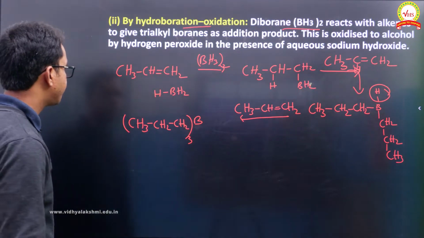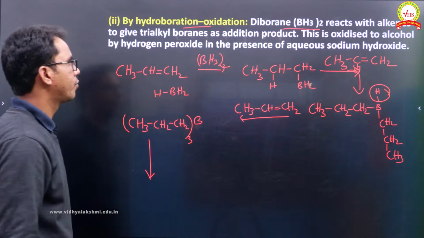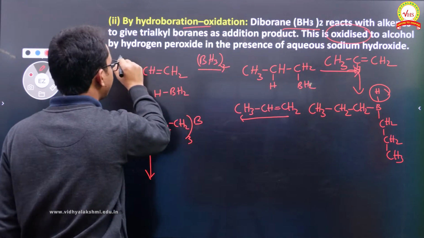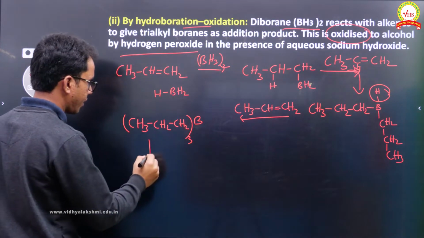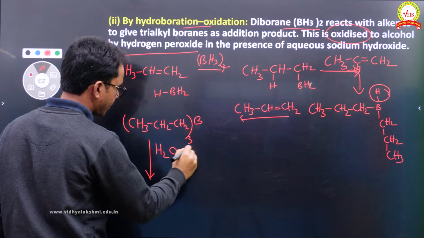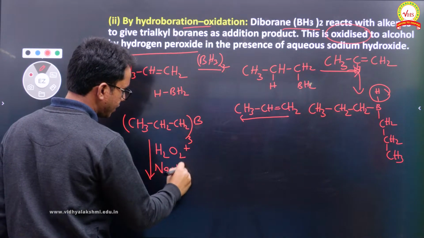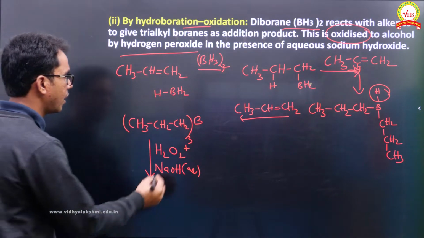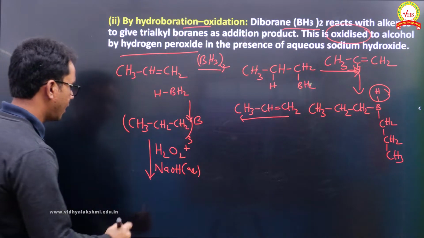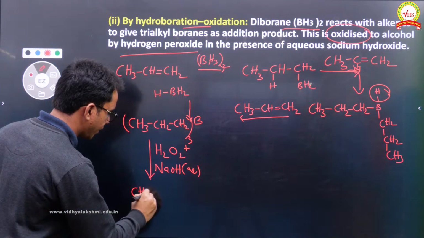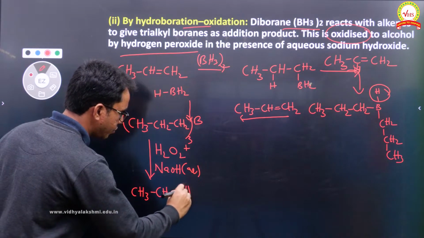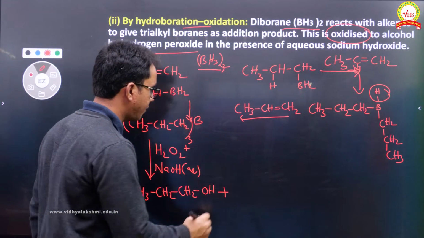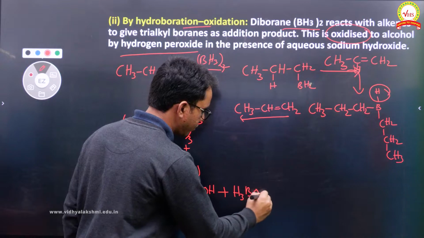Now after this hydroboration of alkenes, oxidation takes place in the presence of hydrogen peroxide and aqueous sodium hydroxide. Let us take H2O2 plus NaOH, in aqueous medium. Alcohols are formed where boron is connected, that is, OH is added at that point. That is CH3CH2CH2OH, 3 moles, followed by the formation of H3BO3.